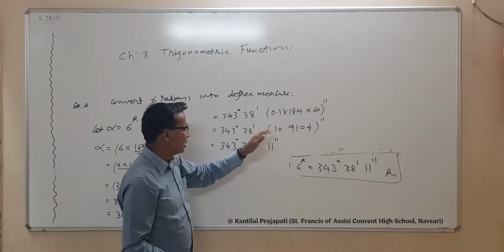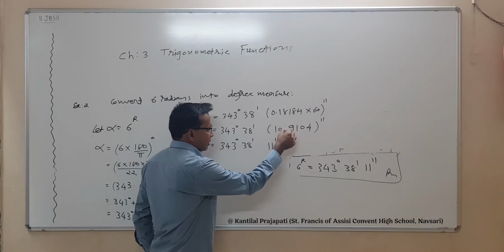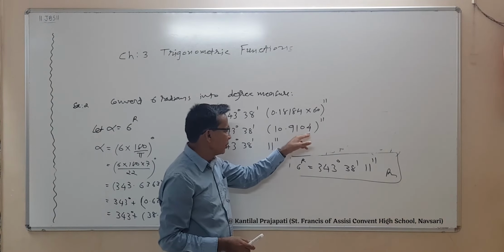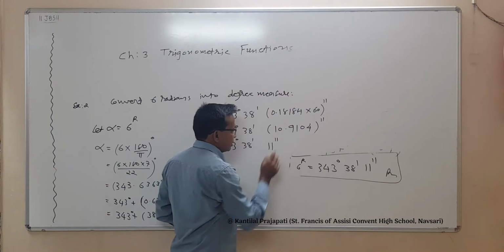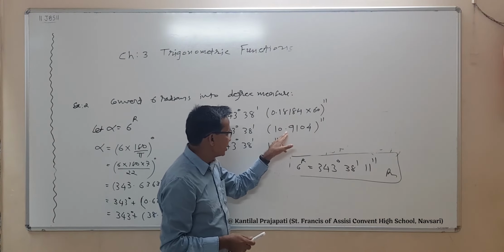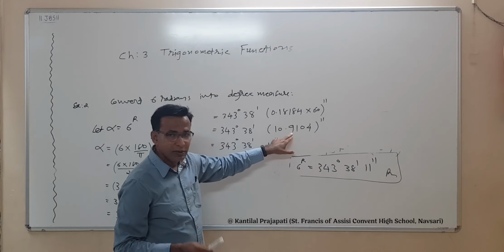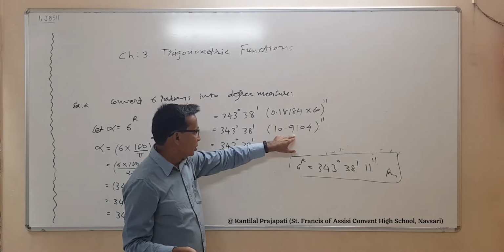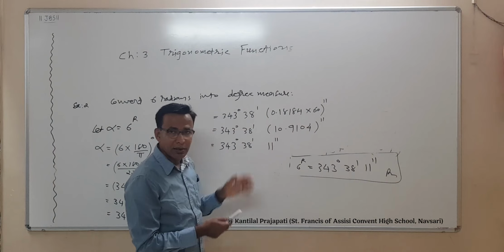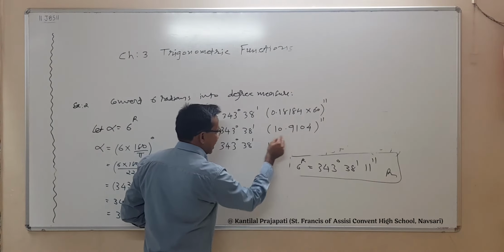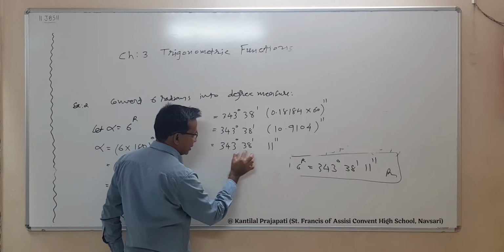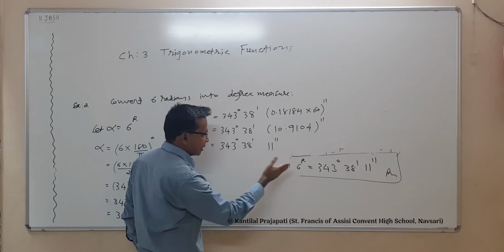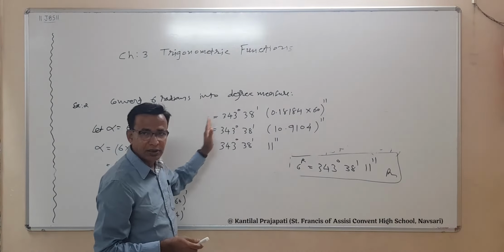Again, the integer part is 10 and the fraction part is 0.9104. The first digit after the decimal point is 9, which is greater than 5. So we add 1 to the previous digit, and it becomes 11. Approximately we write 343 degree, 38 minute and 11 second. The same answer you get by using the calculator here.